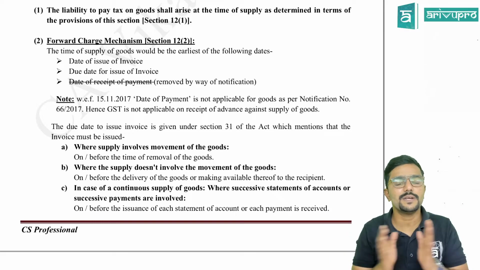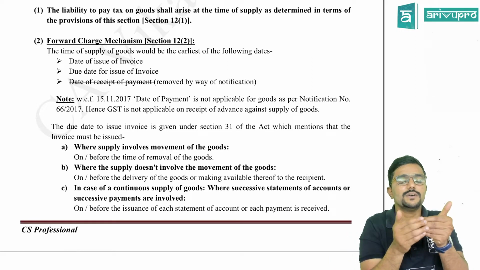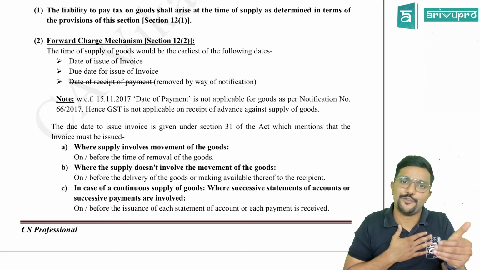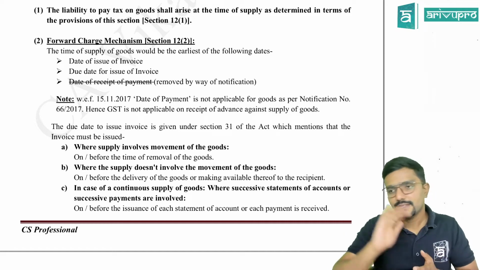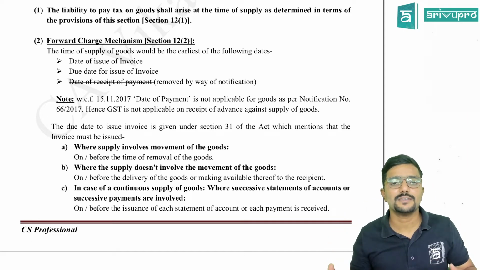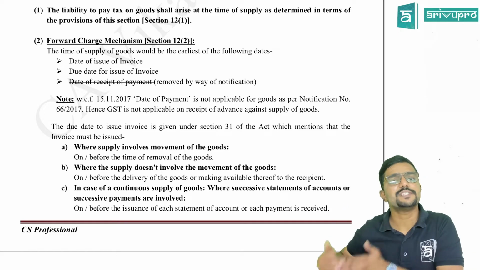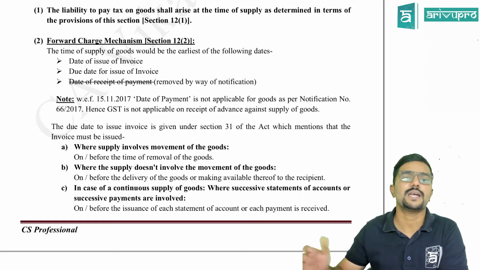I repeat this point because whenever you are deciding the time of supply under forward charge, always think from the supplier's point of view. Assume you are the supplier and decide it. Clear? Then if you are deciding the time of supply as per reverse charge mechanism, then assume yourself as a recipient. Think from the recipient's point of view and then decide what is the time of supply.